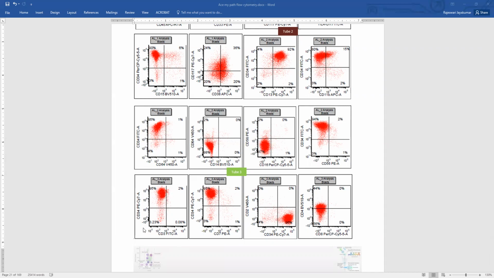So here in CD3 versus CD34, we see that the blasts are negative for CD3. The CD3 that we see here is surface CD3. Negativity for surface CD3 can be seen even in T lymphoblasts. You have to keep that in mind. Cytoplasmic CD3 is needed if you are suspecting T lymphoblasts, to rule out T-ALL.